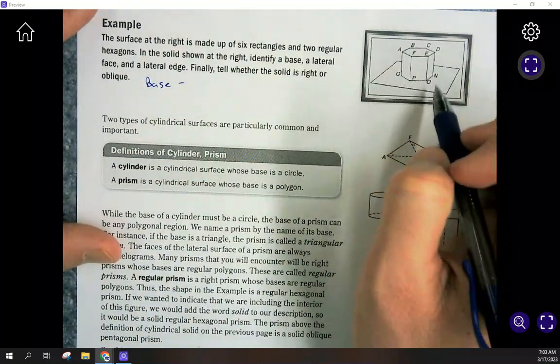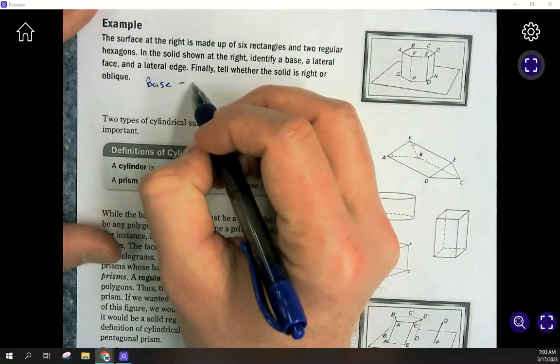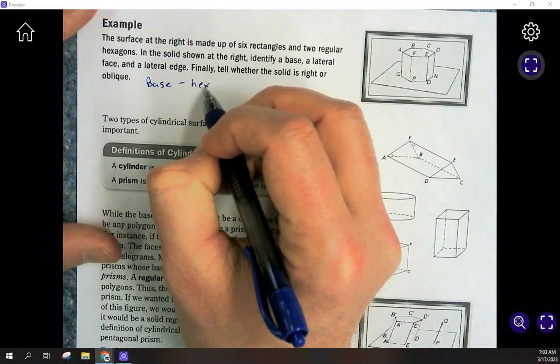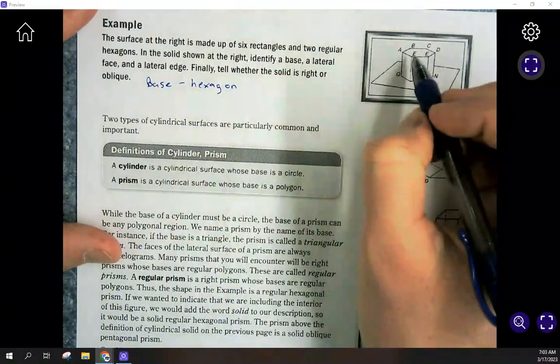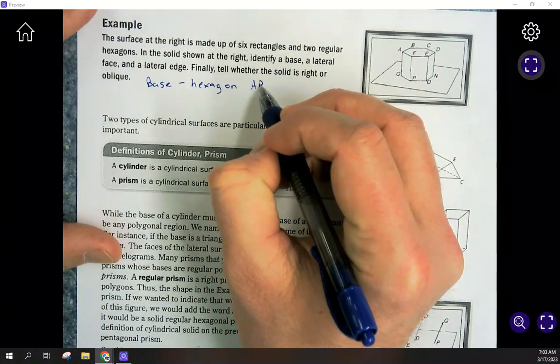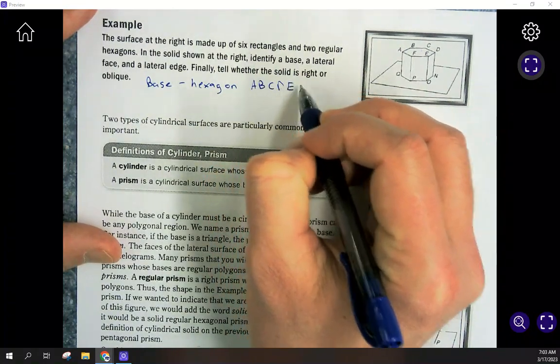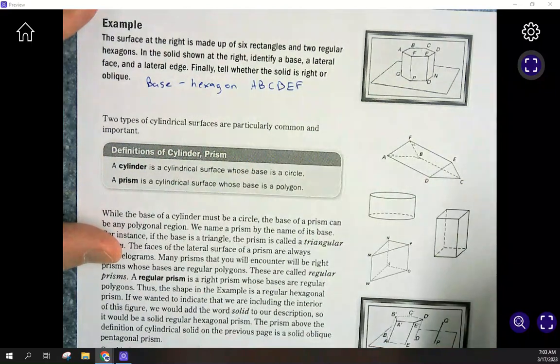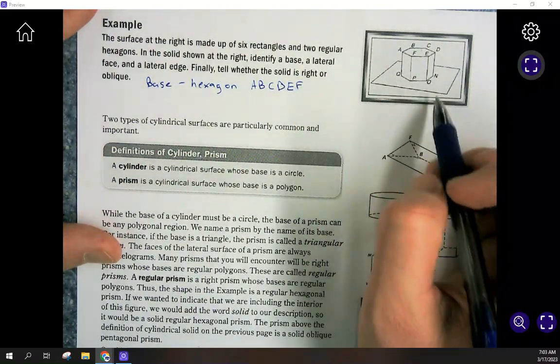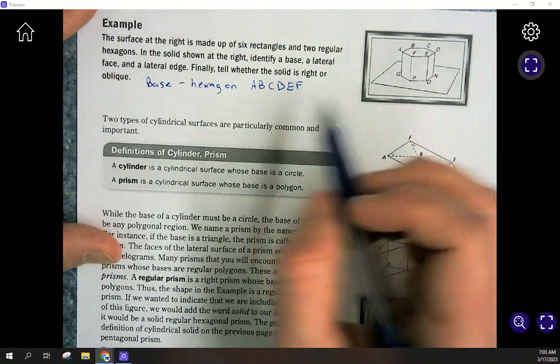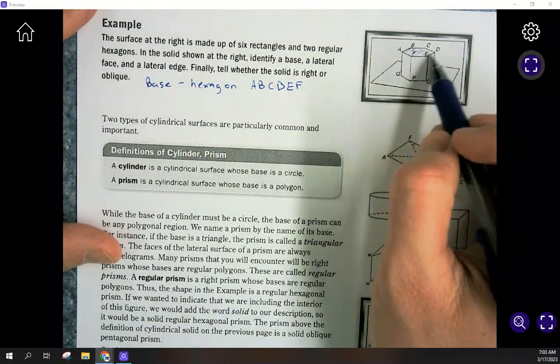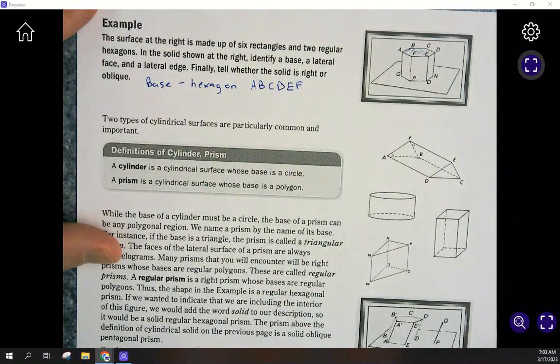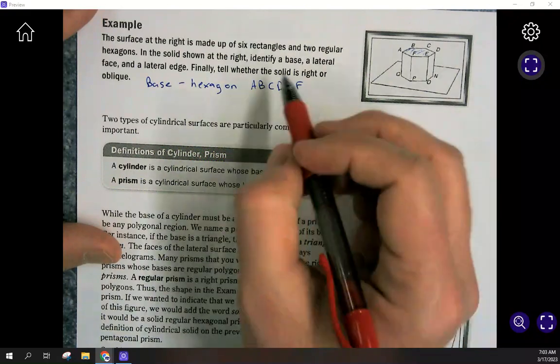So the base is either the top or the bottom here, and it's a hexagon, and we're going to name it hexagon ABCDEF is one of the bases. The other base would be the hexagon on the bottom, which we don't have all the letters for here, so the best one to use would be the top. So one of the bases is hexagon ABCDEF. All right, so there's a base.